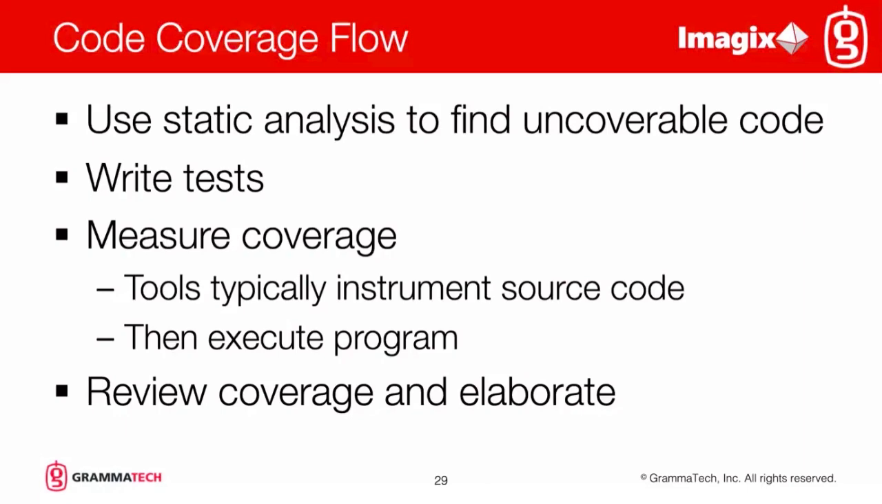So when you start doing code coverage, static analysis is a really good tool to start off with and say, okay, well, this piece of code I have to rewrite because I can never cover it anyways. So typically what people do with code coverage is use static analysis, find uncoverable code, remove it, write some tests, measure the coverage, right? There's many different tools that allow you to instrument the source code and execute the program on a host and target, compile all that information, and then you can review your coverage and elaborate your test cases.